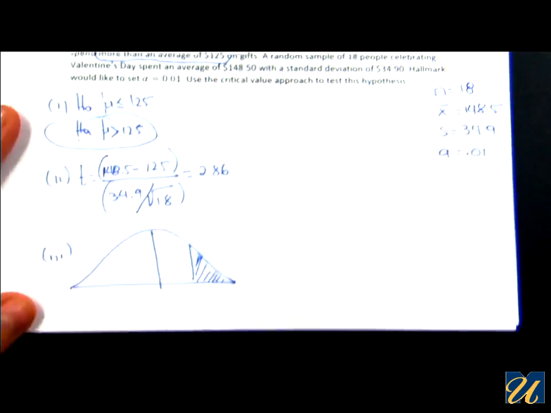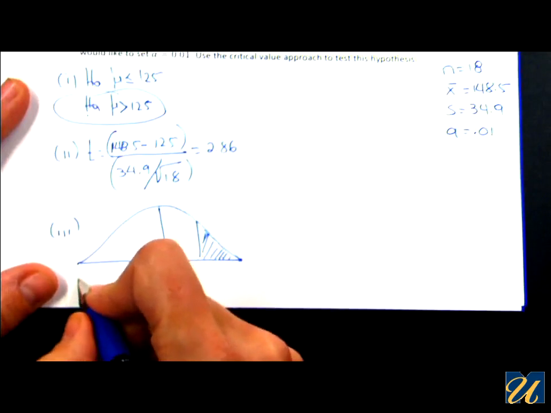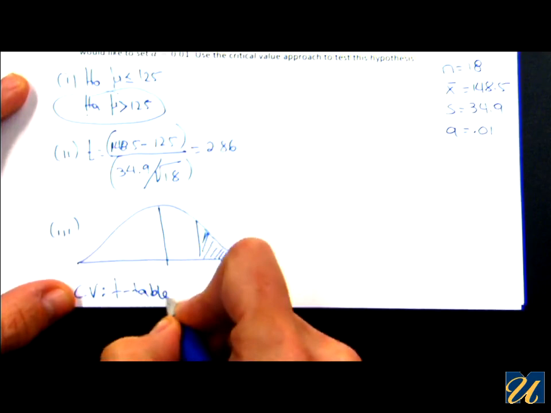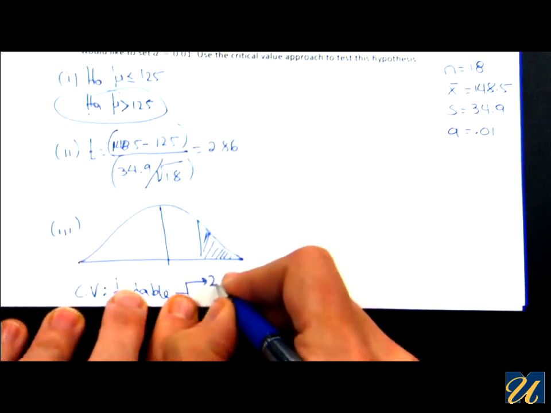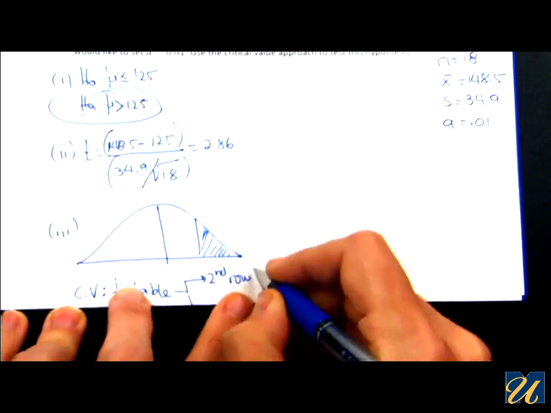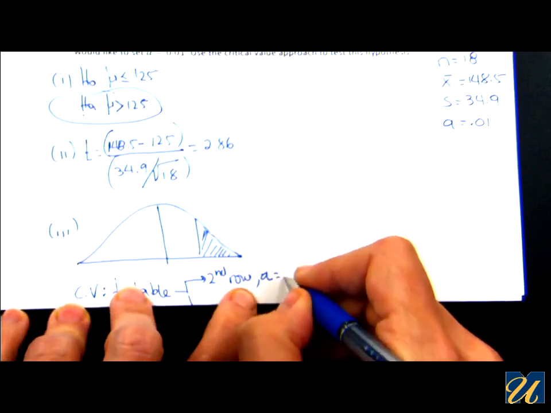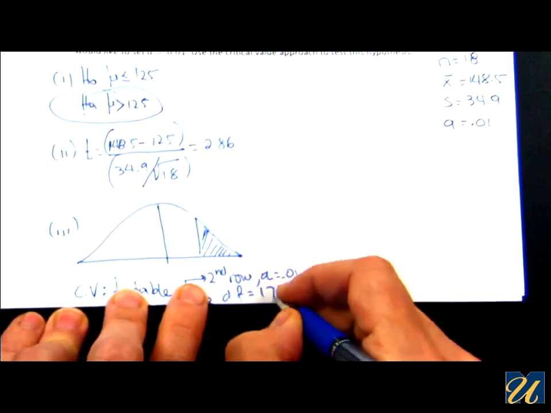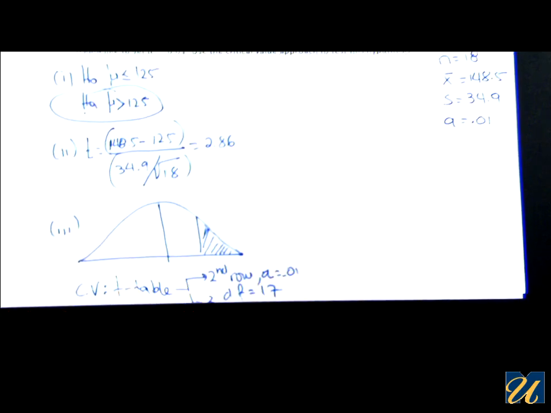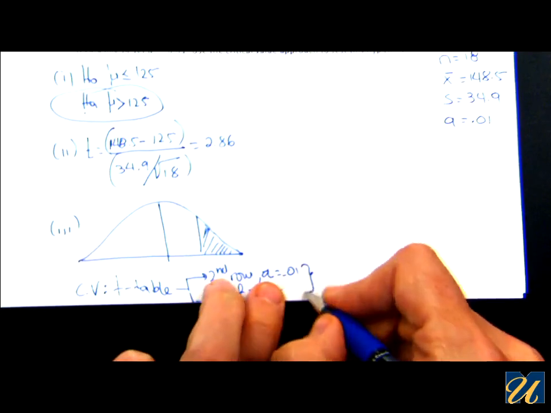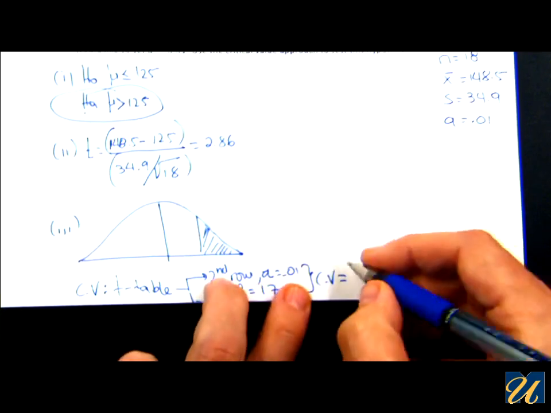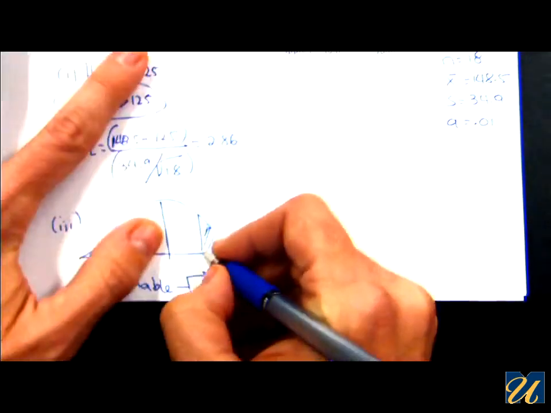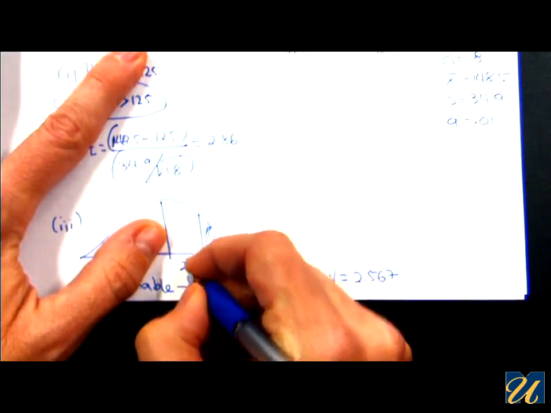Since I have a t-test, I find the critical value by going to the t-table, second row, for alpha 0.01 and degrees of freedom 17. So the critical value will be equal to 2.567. So this point here will be 2.567.